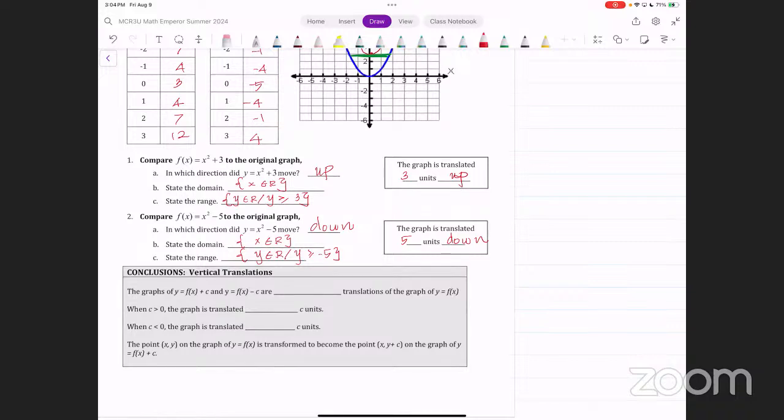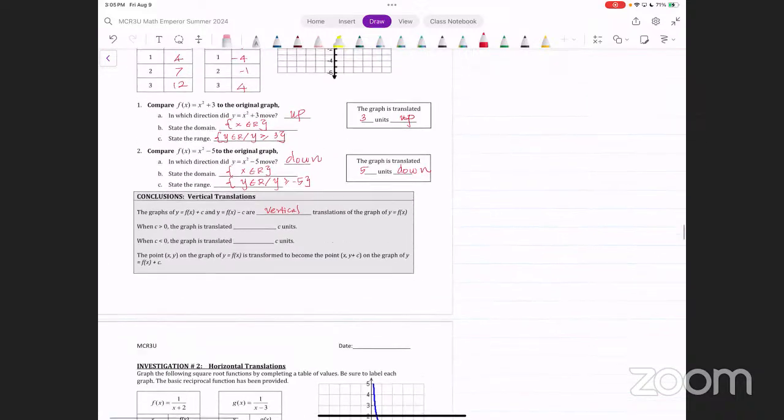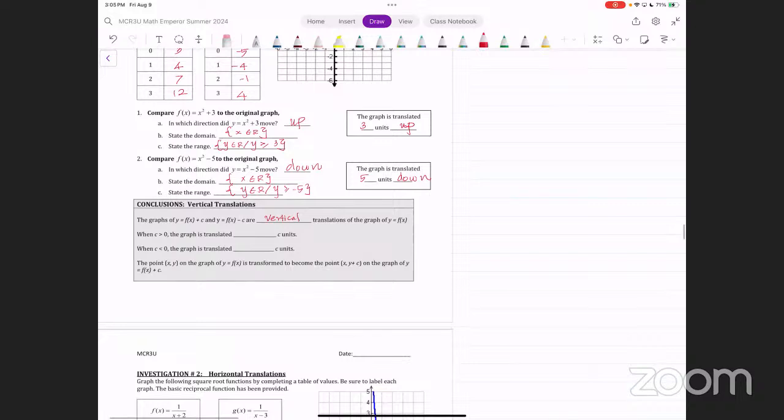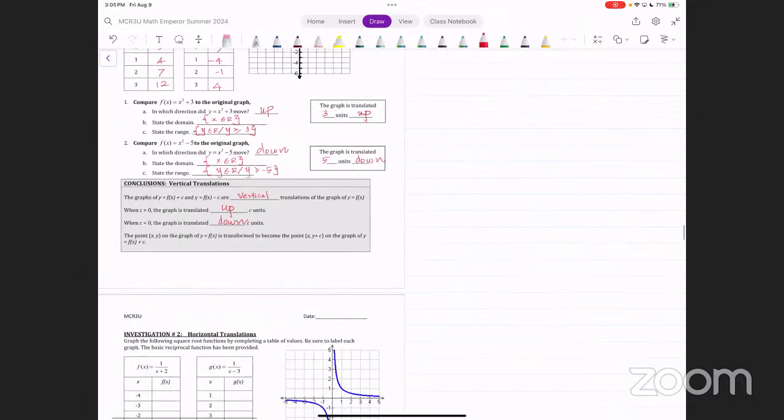The graph of y equals f(x) plus c, or minus c, is a vertical translation. When c is greater than 0, the graph is translated up c units. When c is less than 0, it is translated down. The point (x, y) on the graph is transformed into (x, y + c). So an original point from the graph moves so that the x coordinate doesn't change. The y coordinate will change by y plus c, isn't it?